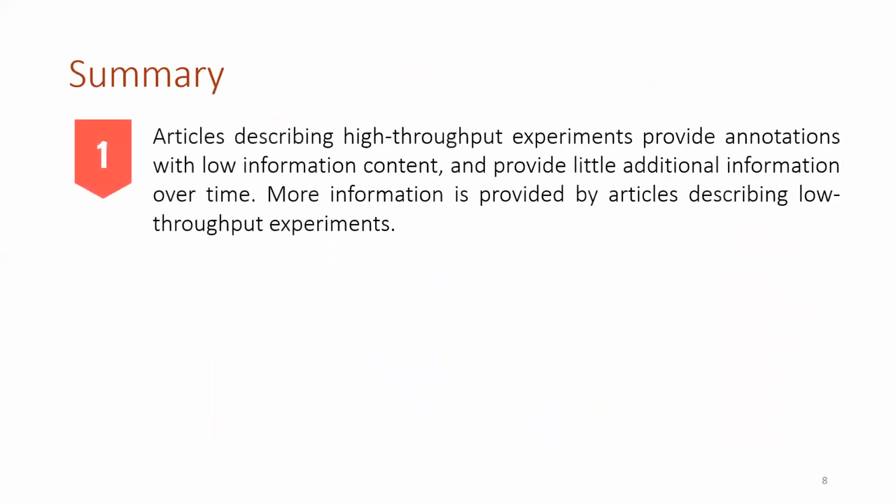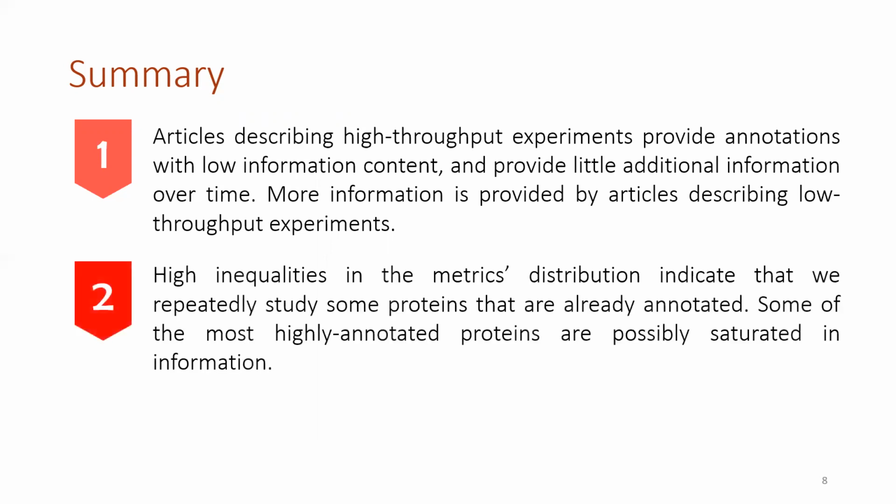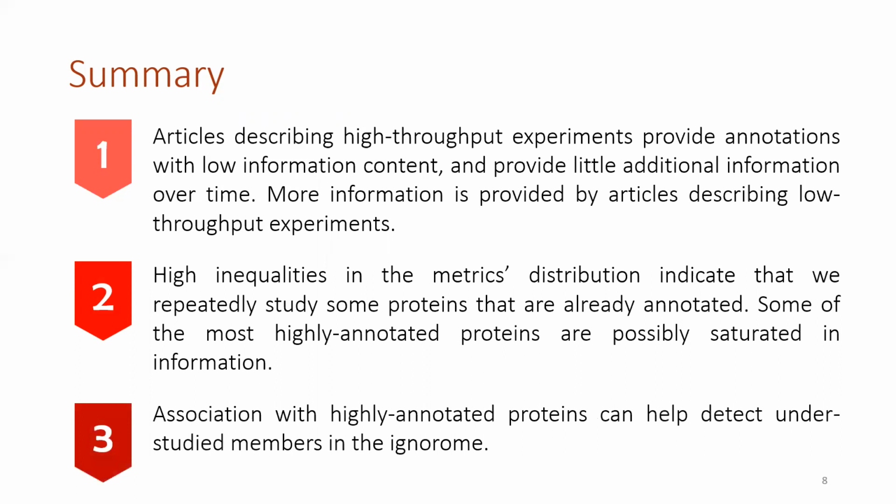In summary, articles describing high-throughput experiments provide annotations with low information content and also provide little additional information over time. More information is provided by articles describing low-throughput experiments. Secondly, high inequalities in the metric distribution indicate that we repeatedly study some proteins that are already annotated. Some of the most highly annotated proteins are possibly saturated in information. And third, association with the highly annotated proteins can help detect understudied members in the ignorome.